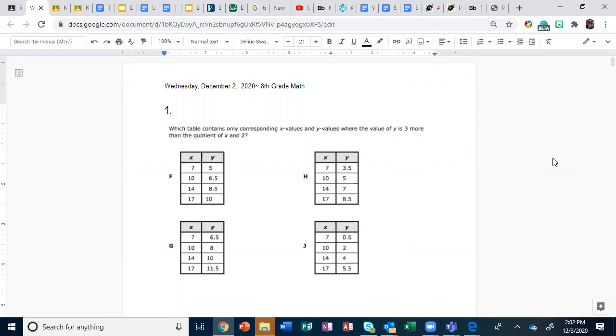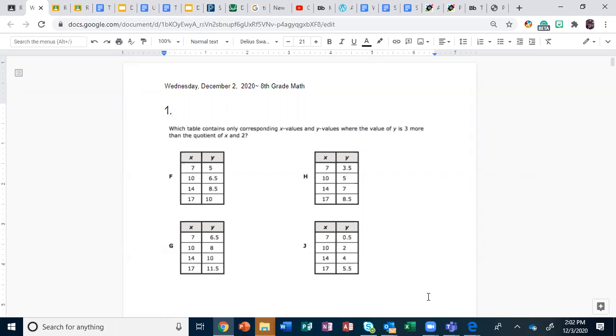So this is a graph. Every time you guys see a graph, you should think about the slope, or you should think about, is it a function or not a function? Those are the two things that should come to your head whenever you see a table.